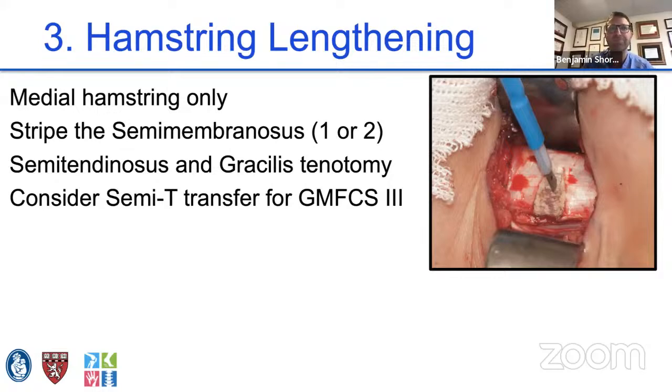I adopt something as a compromise of John David's descriptions of slow versus fast twitch muscles. I only lengthen the medial side structures. I stripe the semimembranosus and do cautious intramuscular tenotomies of gracilis and a tenotomy of semitendinosus. For GMFCS levels 2 and 3, I consider a semitendinosus transfer, and we'll talk about why I consider that.